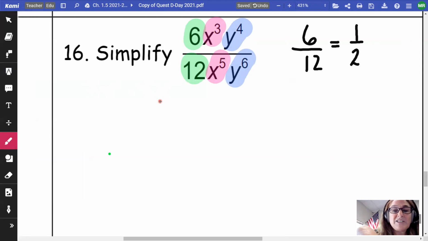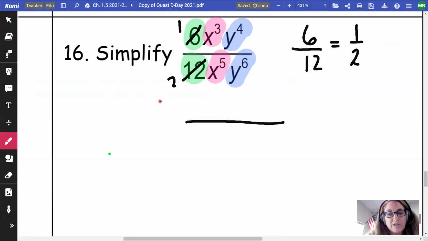So really what's happening is I can take 6 from here. And when I take 6 from the top, I get a 1. And when I take 6 from the bottom, I get a 2. That's another way to think about it. So I'm going to have a 1 and a 2. And you don't need to put the 1 on top unless there's nothing there. But I'm just going to put it here.